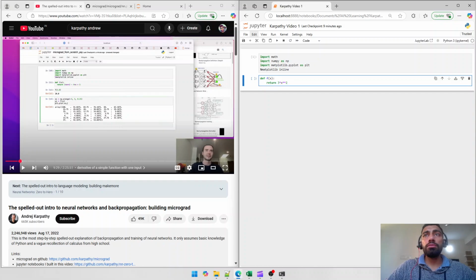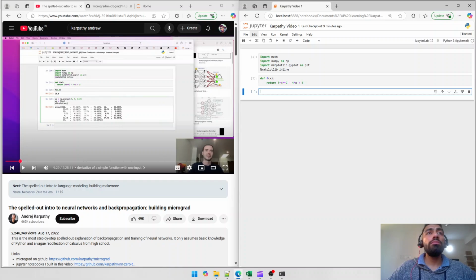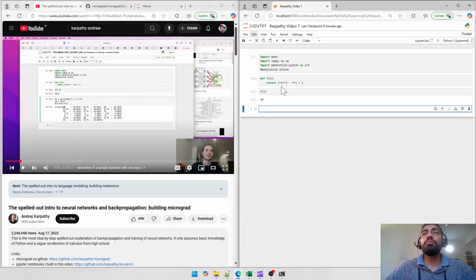Because it's a square here, that's why you see a parabola. It's basically 3 squared is 9, times 3 is 27, minus 12 is 15, plus 5 is 20. That's what we are getting here.